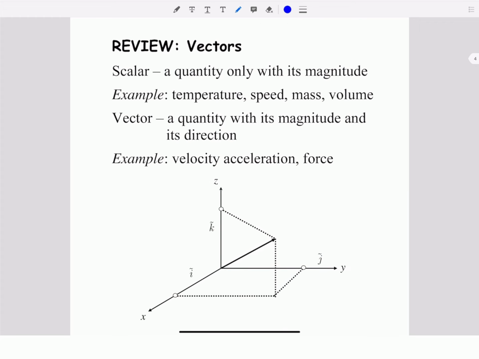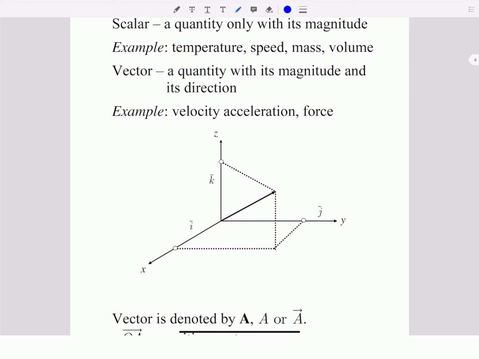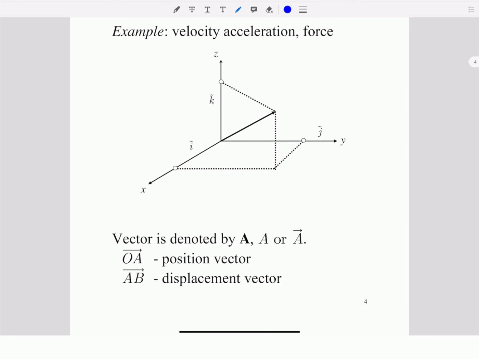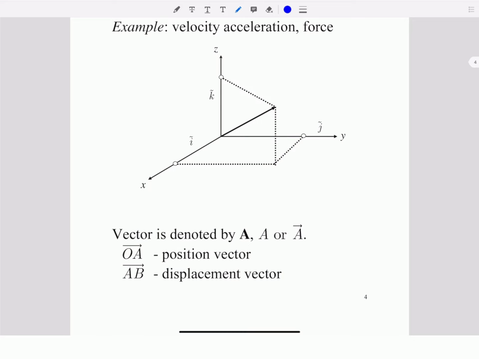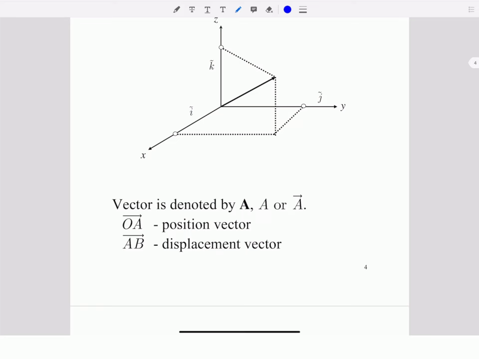Okay, so some review. You already looked at the vector topic in Engineering Maths 1. You can go through what is scalar, recall what is vector, and then the notation, the i, j, and k that you have learned before. And then we have the position vector and also the displacement vector.